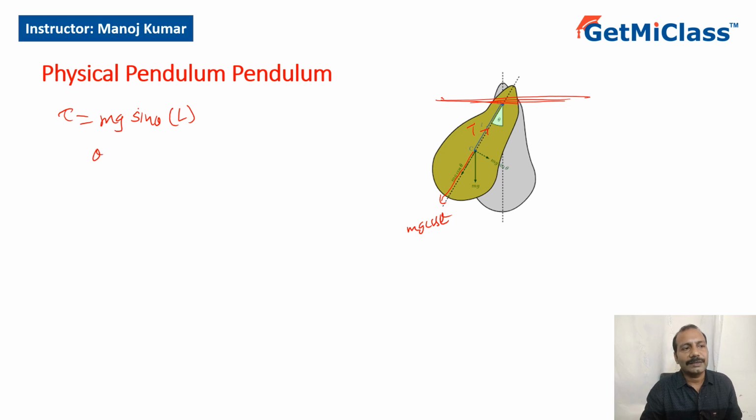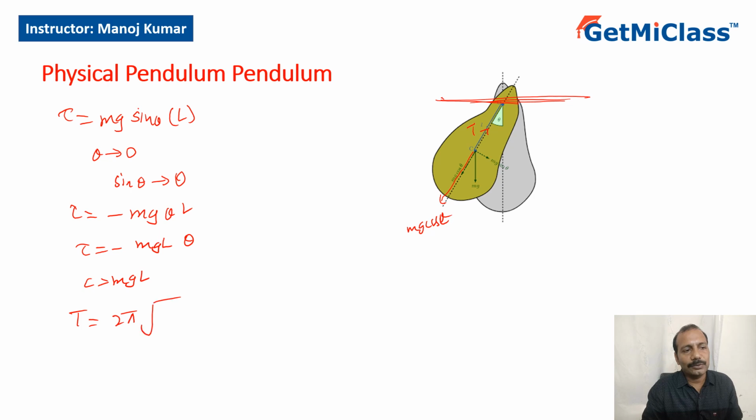Again, if theta is small, then I can write sine theta tends to theta. Then tau would become, I'll write minus because it's restoring torque, mg theta into L. Or I can write tau equal to minus mgL into theta. So here C equal to mgL. Generally a physical pendulum is a linear rod. So first let me write down the expression for time period. Time period is 2 pi root I by C.